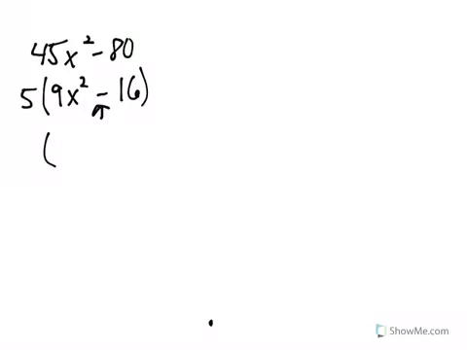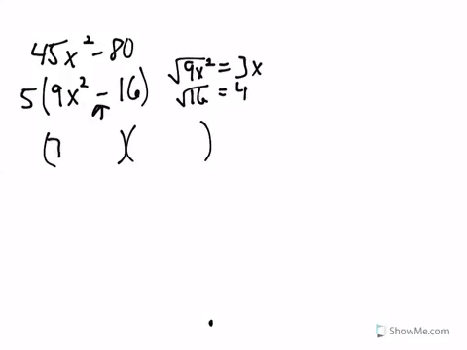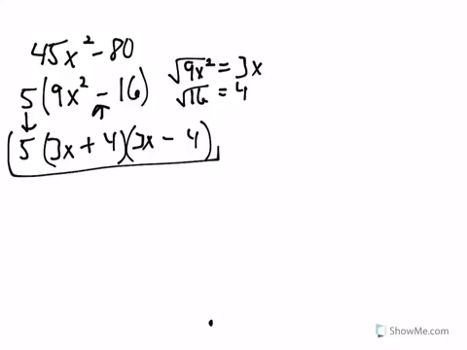So we have our pattern, set up our binomials, take the square root of 9x squared, we get 3x, and take the square root of 16 to get 4. So the 3x goes in the first spot, the 4 goes in the second spot. One has a plus, one has a minus, and the 5 that we factored out is just going to come along for the ride and go in front of those two binomials. And that's it. Again, you can multiply everything together. You would get back to your original problem.